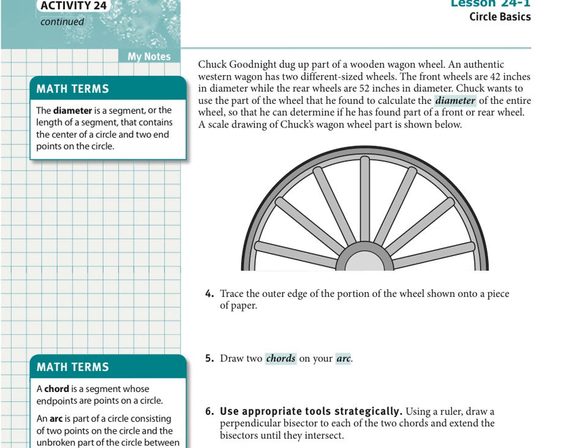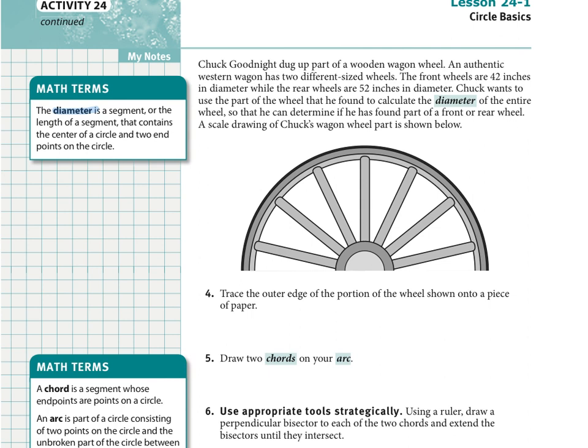Now, we're going to look in the margin. We're actually going to skip that paragraph. So it says a diameter is a segment, or the length of a segment, that contains the center of a circle and two endpoints on a circle. So it really is combining two radii together. It's a line segment that goes through the circle, through its center, and hits its endpoints.